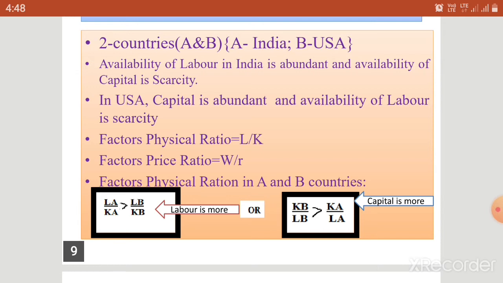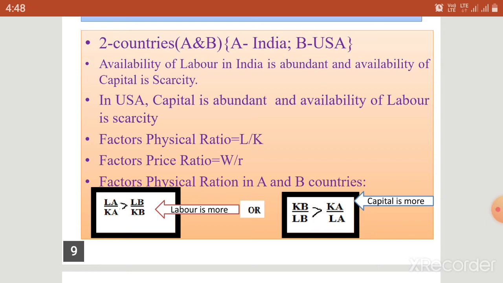Two countries are there, A and B. A is India, B is USA. In USA, capital is abundant and availability of labor is scarce. Reciprocally, in India, labor is available abundantly and capital is very scarce. So where labor is available very much, the labor price, nothing but wages, is very less.